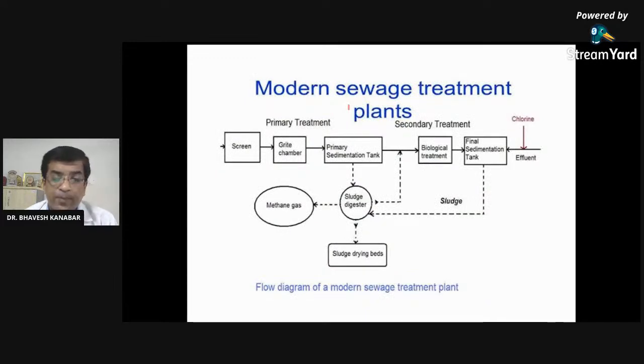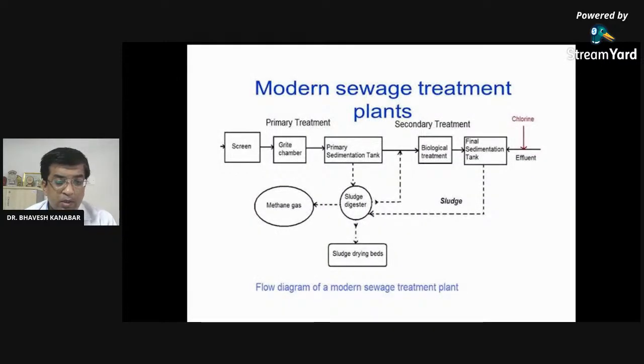Now our next part is the modern sewage treatment plant. We have discussed the filter plant and then the sewage treatment plant. The sewage, the polluted water of the city that is draining, should not be allowed to mix directly into the river or into the sea. Before it is drained into the river, it should be subjected to treatment, and that treatment is carried out at the city area by the modern sewage treatment plant.